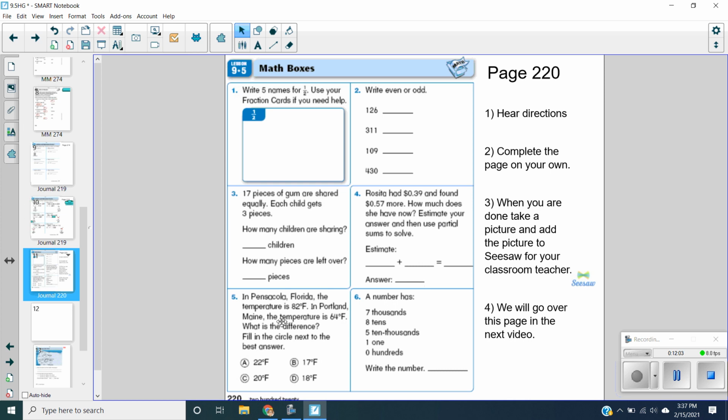For question 5, in Pensacola, Florida, the temperature is 82 degrees. In Portland, Maine, the temperature is 64 degrees. What is the difference? Fill in the circle next to your answer, and again, you might want to stack them on the side to solve. For question 6, a number has 7 thousands, 8 tens, 5 ten thousands, 1 one, and 0 hundreds, so write down that number.